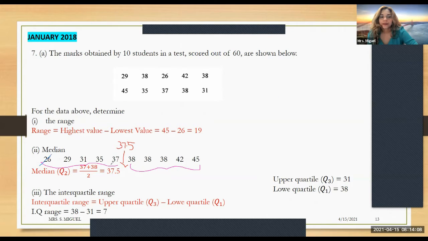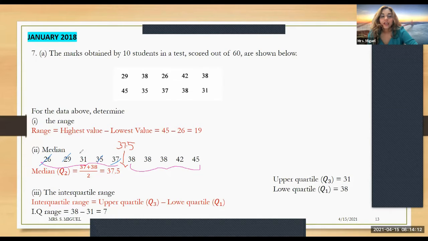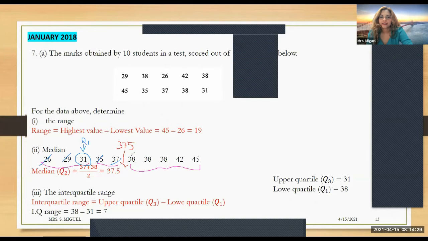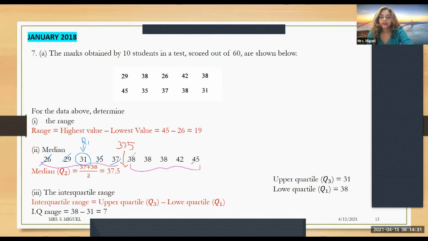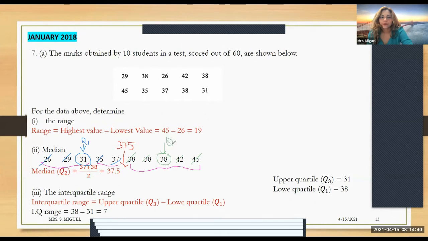So since I know that 37.5 is the middle value, I will find Q1. So I will cross 26 and 37, 29 and 35. So there is one score in the middle. 31 is what we call Q1 or the lower quartile. I will do the same thing for the second half of the data. So I will cross 37 and 45, 38 and 42. There is one score in the middle, and this one score is called Q3.